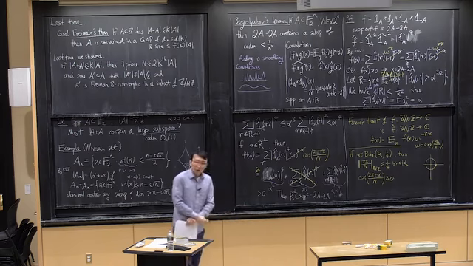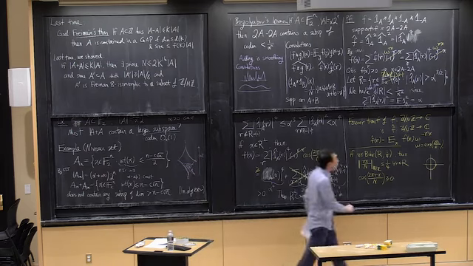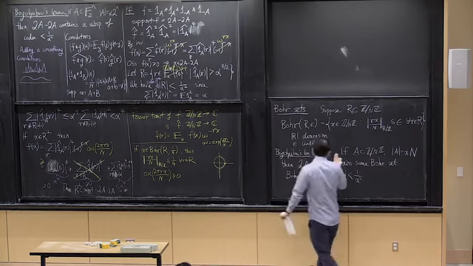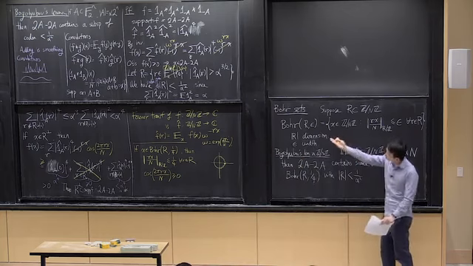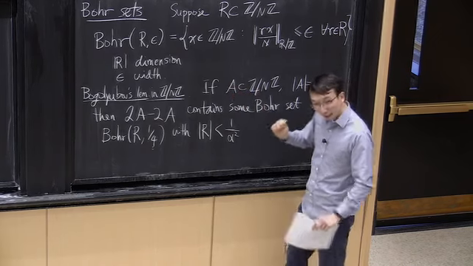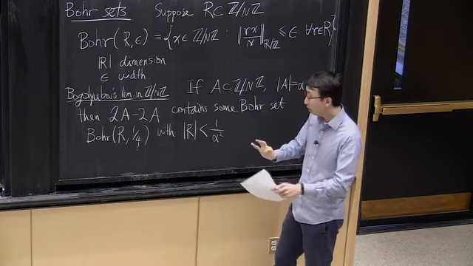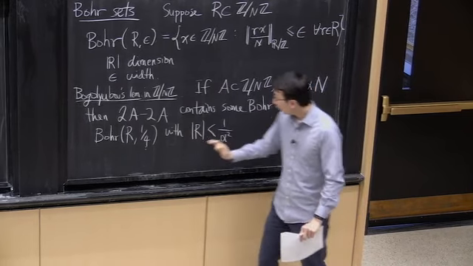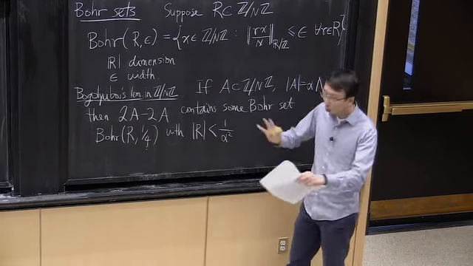Okay, great. So this concludes our discussion of Bogolyubov's lemma. So it says that, continuing our previous thread, we start with a subset of Z mod n of constant proportion. Then 2a minus 2a necessarily contains a large Bohr set.